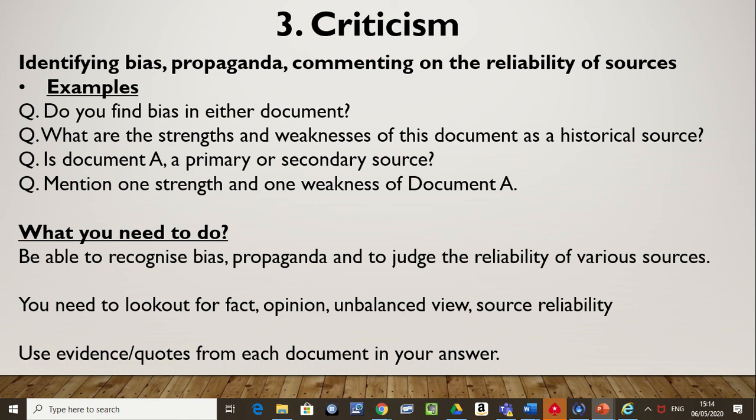So it's kind of similar to the comparison section. Quote from both documents. Okay, always quote. If you make any point in any of these sections, always give a quote to back up the point you just made. Otherwise, you could be making something up off the top of your head.